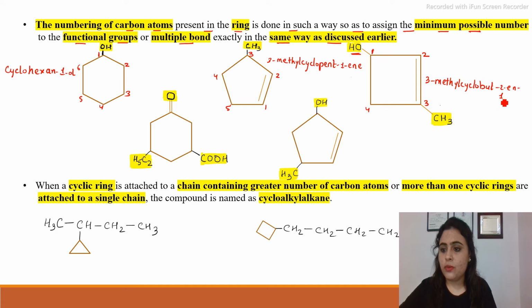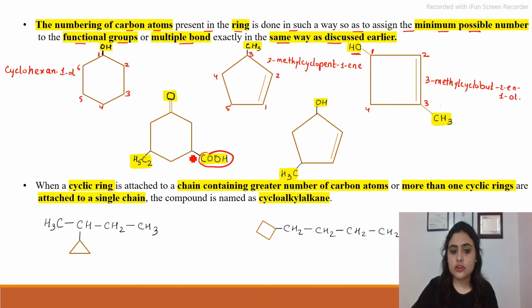cyclobut-2-en-1-ol. Here COOH is the principal functional group, so it will get the lowest numbering, highest priority, then the ketone and then the ethyl. So I'll write here 5-ethyl-3-oxocyclohexane-1-oic acid. Because it's a saturated compound, I'm writing ane.